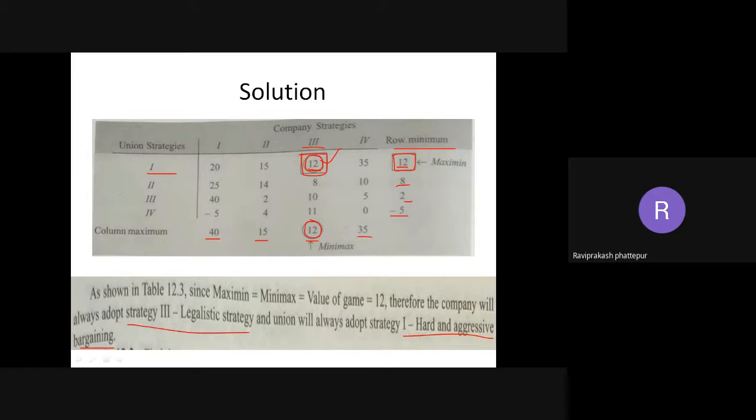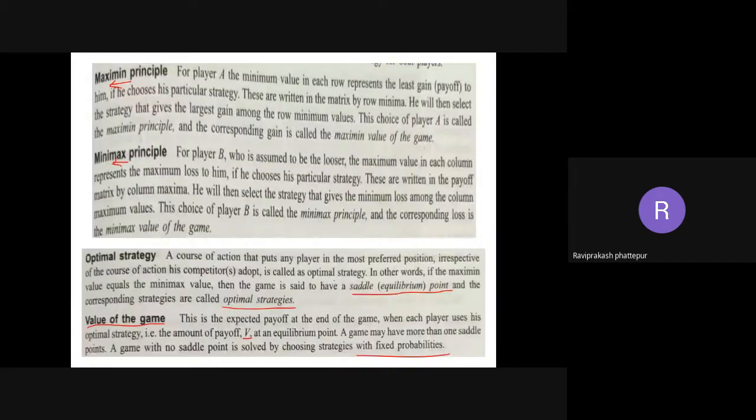Okay, this particular point is called a saddle point, where both agree, and that value will be 12. So this is the value of the game. I hope you understood what game theory is. Not all of it, we have started the basics: the strategies, pure strategy. We'll go back and just see.